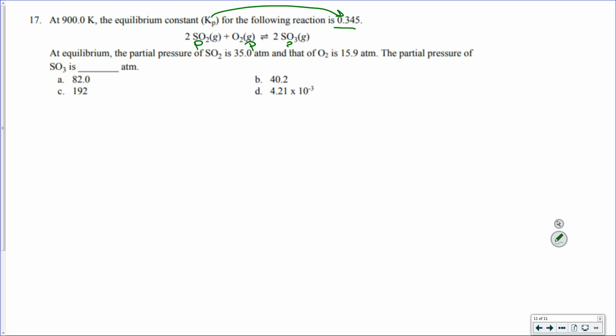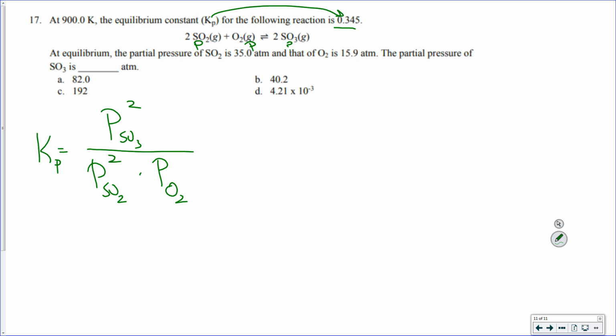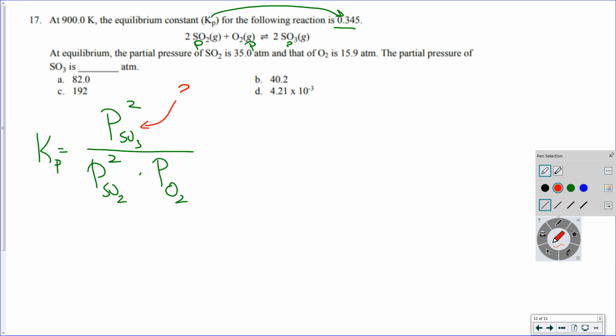So if I think about what the KP means, the KP is the ratio of the pressures instead of concentrations, in atmospheres. So it's the partial pressure of the SO3 squared to represent the product, divided by the partial pressure of the SO2 squared times the partial pressure of the O2. And it's a one stoichiometry, so it doesn't have to be squared. What I'm trying to find is the partial pressure of the SO3. I know what everything else is, so it's just a matter of rearranging and solving.